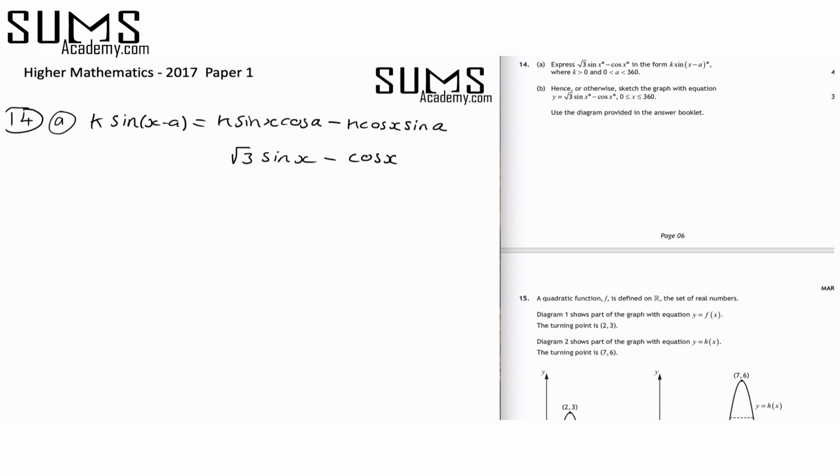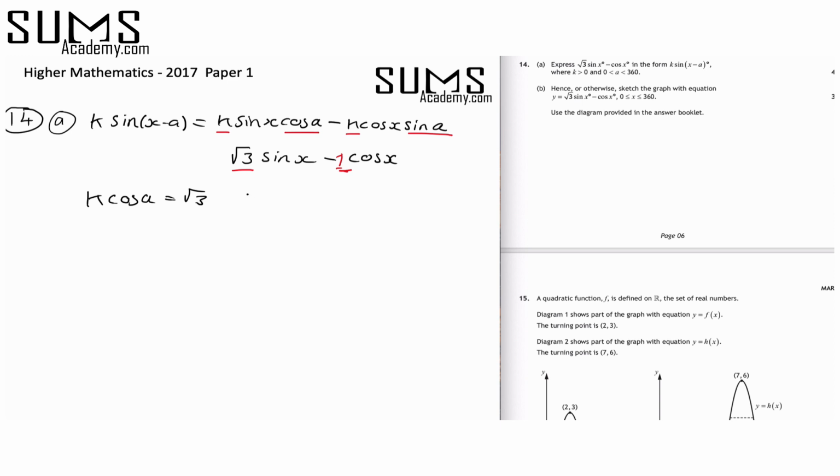Okay, so what are our coefficients? Well, we want to find k cos a, and we want to find k sine a. The coefficients are root 3 for the sine x, and for cos x it's going to be this kind of invisible negative one we can't see. But there's a trick here, so you're going to have to watch out. For the first one, we say k cos a equals root 3, that's fine. What about the next one?